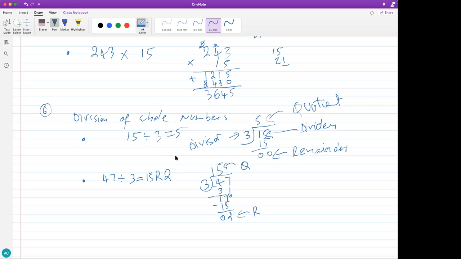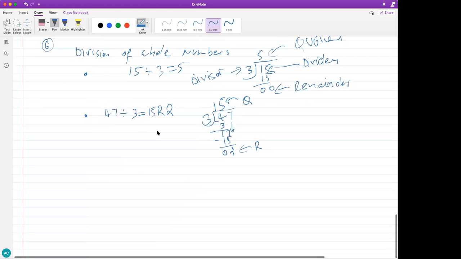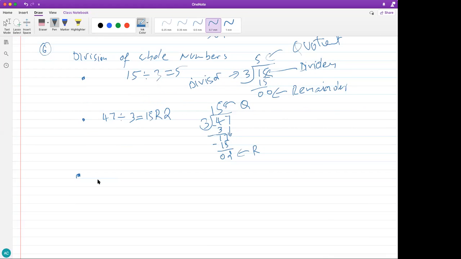Let's do one last example. This time I'm going to put a little bit more of a complex problem. Let's do 157 divided by 12. Careful again here. The 157 goes inside, 12 outside. So we want to divide 12 into 157.